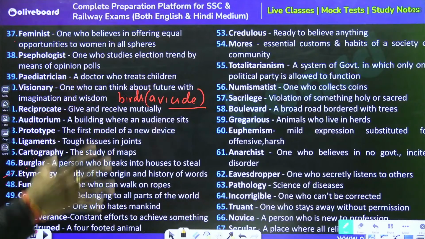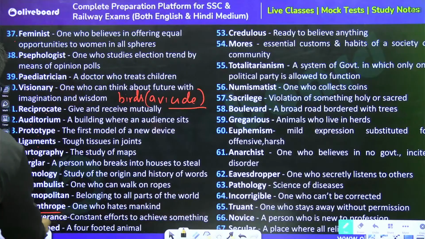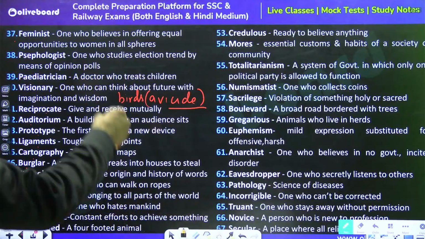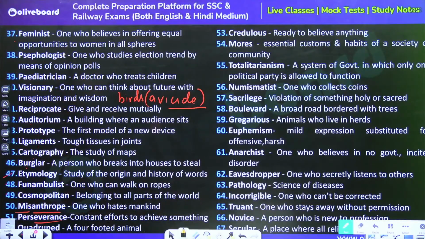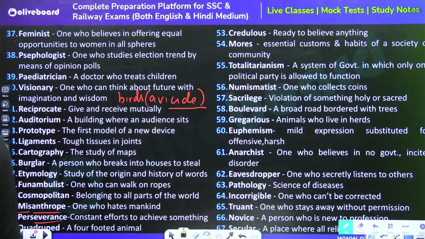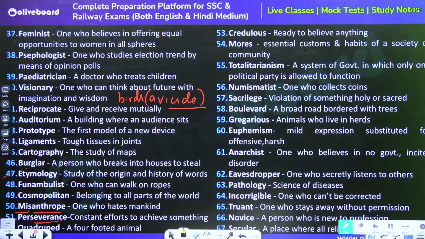Cosmopolitan, universal, belonging to all parts of the world. Miso represents hate, anthropos represents humankind. Misanthrope, the one who hates mankind, is supposed to be a misanthrope. Perseverance, all of us must have, no matter what we do: constant efforts to achieve something, that firm opinion, that affirmative attitude that once I achieve this, I will do this. Until I achieve this, I won't do this. Perseverance, persistence. Quadruped, quad representing four, so a four-footed animal. Generally, animals are four-footed, is supposed to be a quadruped.